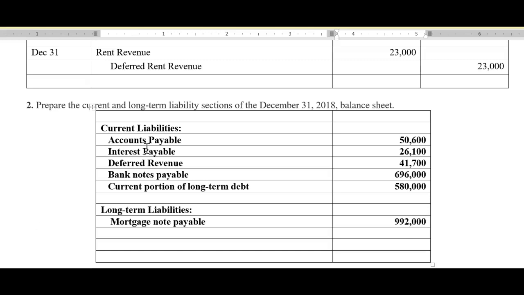So that's a little bit about, based on these transactions, what our balance sheet for the liabilities would look like.